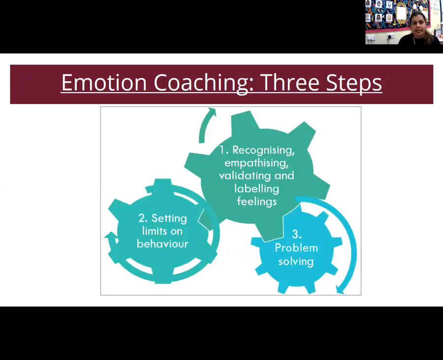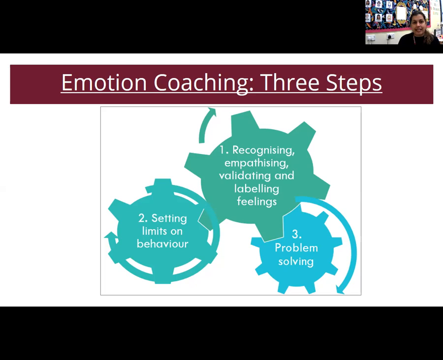So we're going to go on to this now. So emotion coaching has 3 steps. The first one is recognizing, empathizing, validating, and labeling the feelings. And what I mean by labeling the feelings is not giving it a name, but just saying that you're there, you're present, you hear them.